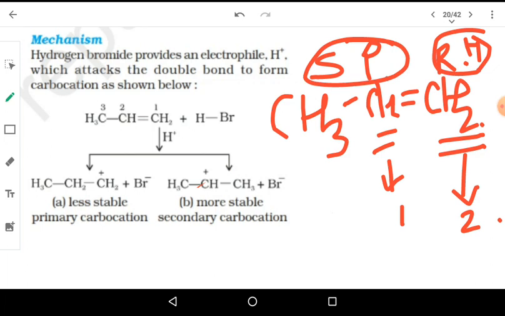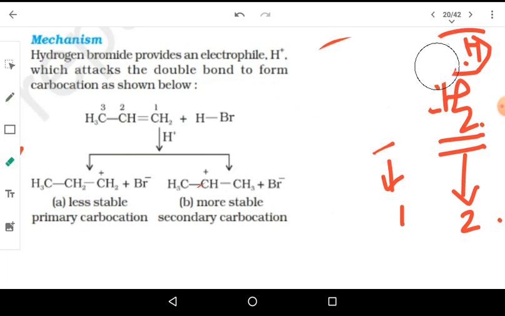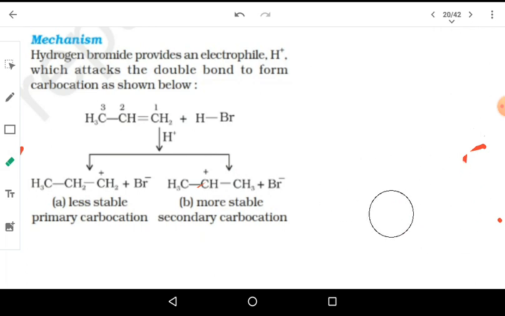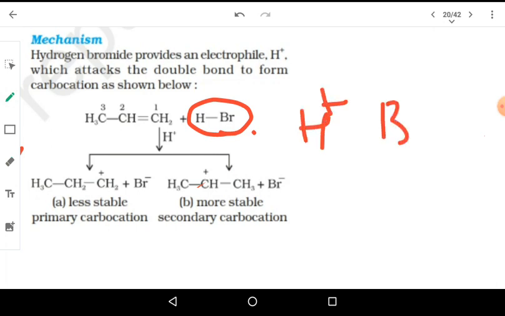Now the most important thing is the mechanism of Markovnikov's addition. Markovnikov's addition follows the carbocation mechanism. Now what is that mechanism? Let us learn about that now. Let us first dissociate this HBr. It is not going to give us hydrogen free radical and bromine free radical. Rather, it is going to give us H+ and Br-.